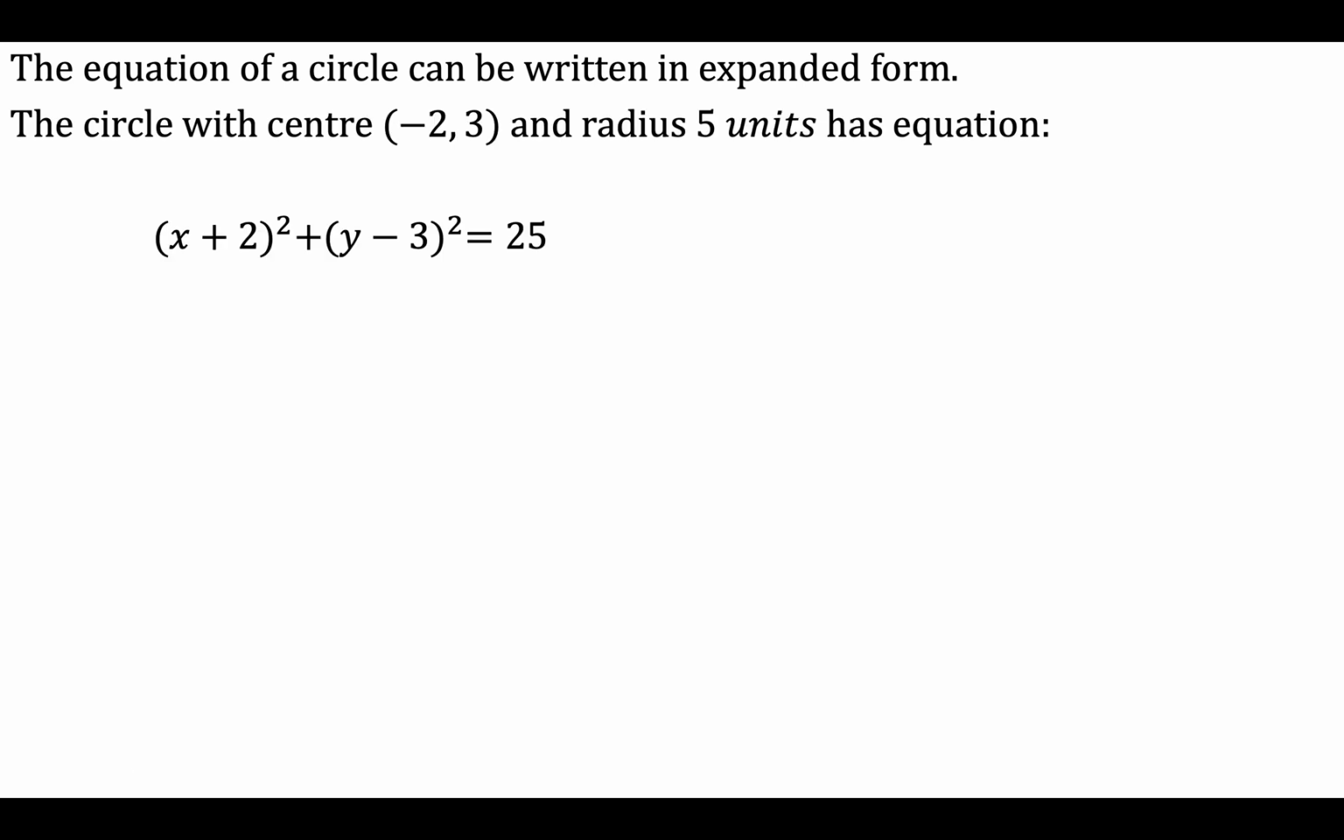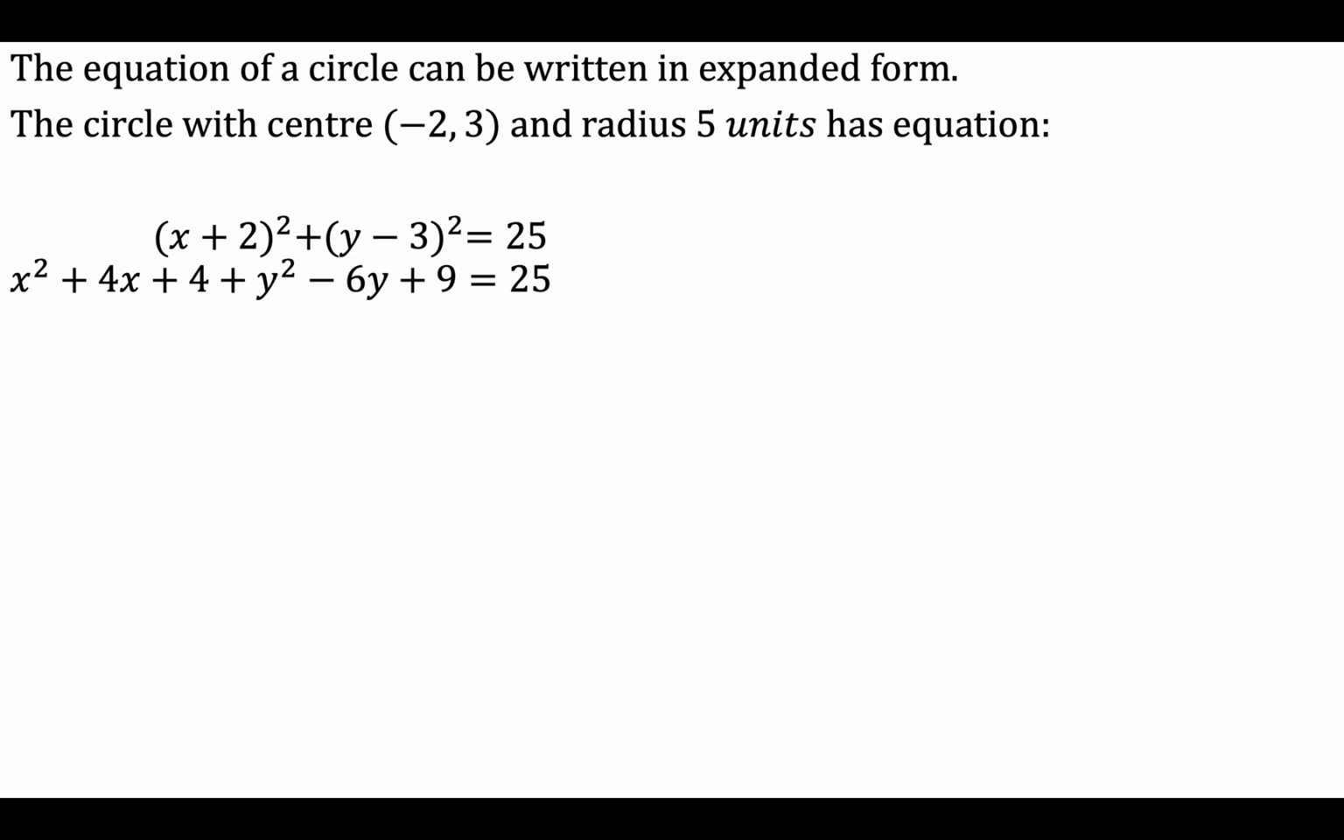So if we take an example here, we've got a circle with centre (-2, 3) and radius 5 units. And we can see that that would have equation (x + 2)² + (y - 3)² = 25. So let's expand this and see what we can do with it. From this bracket here, squaring x plus 2 gives us x² + 4x + 4. And (y - 3)² gives us y² - 6y + 9. And that is all equal to 25.